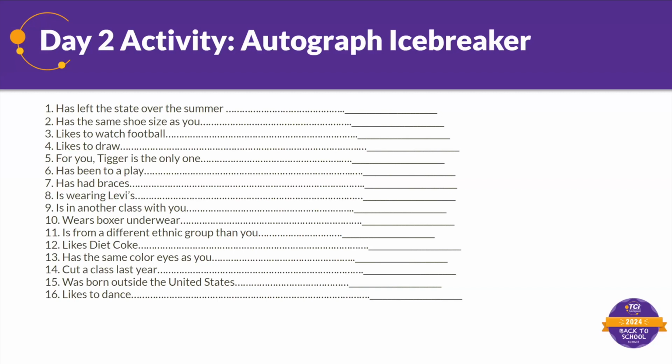Then I'm going to model it with a student. We trade papers, shake hands, introduce ourselves, trade the paper. The student signs one and I sign one. I always sign has had braces. The student signs whatever she signs. We hand them back. I teach them to ask a follow-up question.